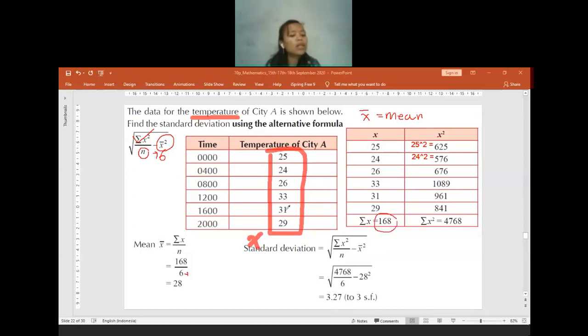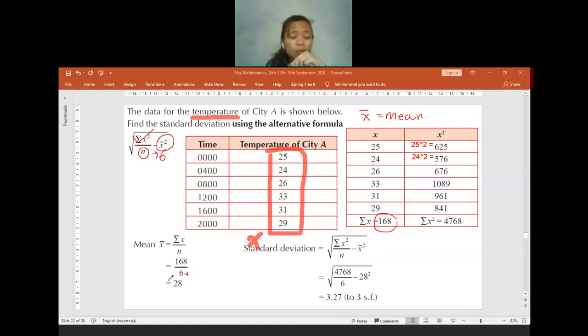So now for finding the mean, the total data or the sum of the values, we divide it by the number of the data. The sum of the values will be 168, and the number of the data will be 6. So we have 168 divided by 6. We have the mean as 28.